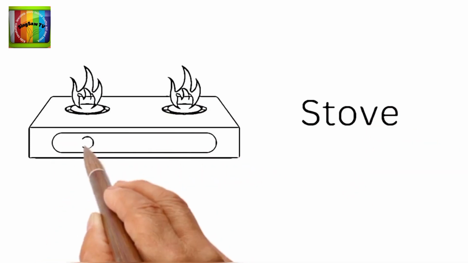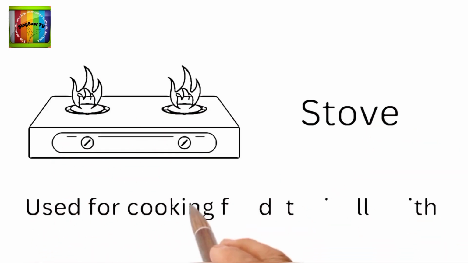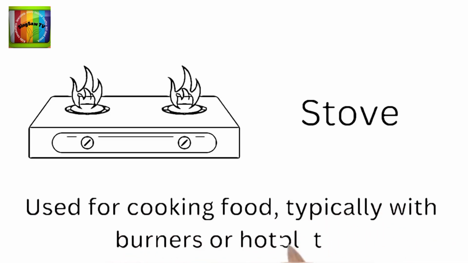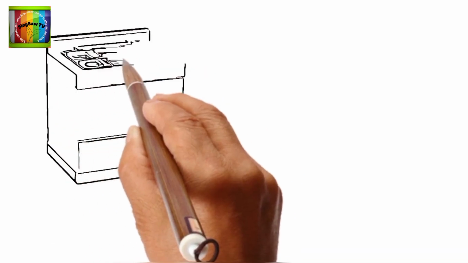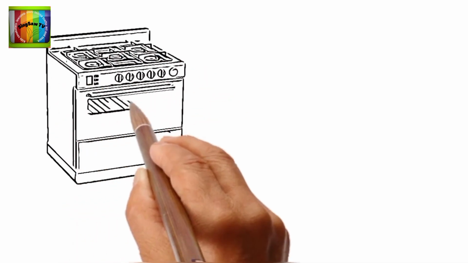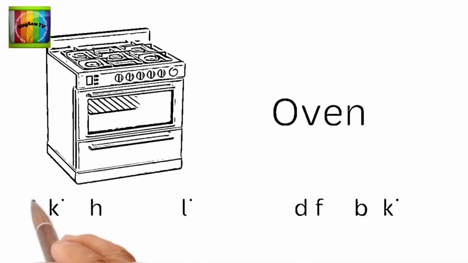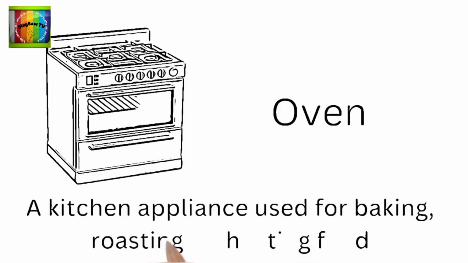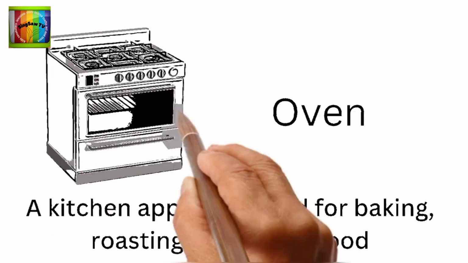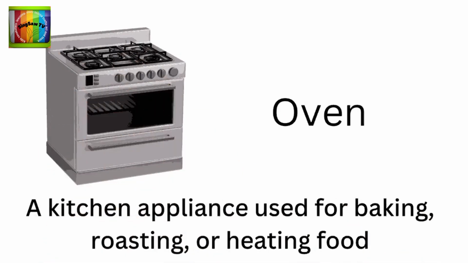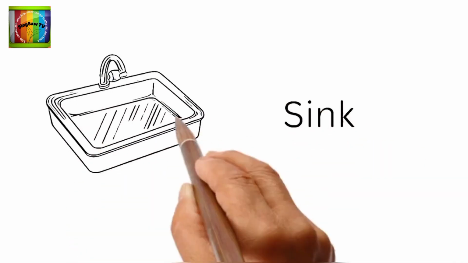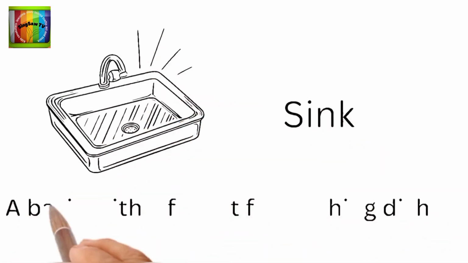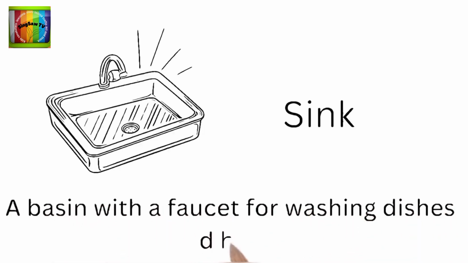Stove. Used for cooking food, typically with burners or hot plates. Oven. A kitchen appliance used for baking, roasting, or heating food. Sink. A basin with a faucet for washing dishes and hands.